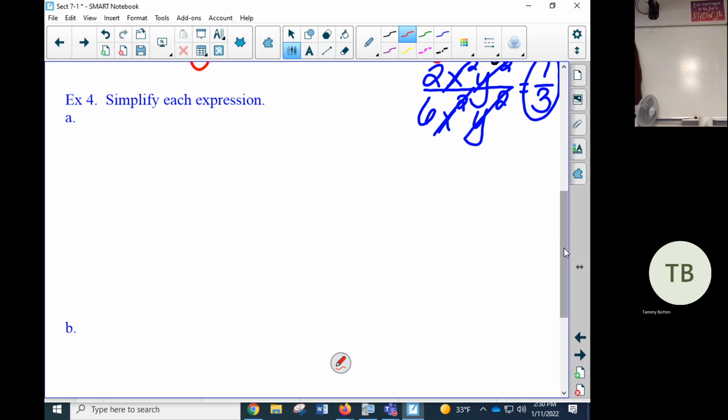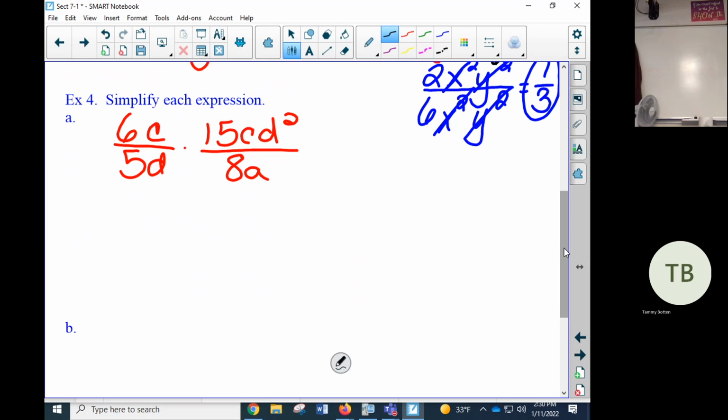Okay, example 4, I want to show you what this should have, well, you guys probably have it, it's just 6C over 5 is gone from mine. Let's simplify first. Okay, so simplify first. I usually just simplify my numbers, I leave my letters till the end. 5 and 15, can I simplify those? 5 becomes a 1, right?